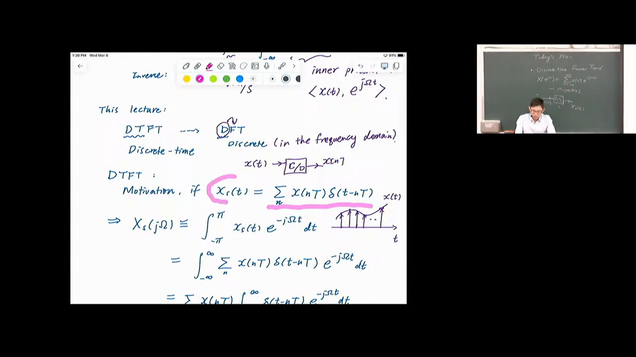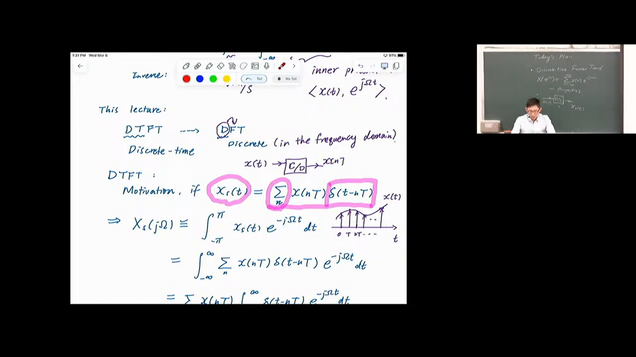After sampling, the signal becomes the sum of a sequence of impulses located at the time instances 0, 1T, 2T, and so on. The impulses are shifted to the right by this amount, and their heights are according to our signal of interest. This is continuous to discrete conversion, and this is our expression.